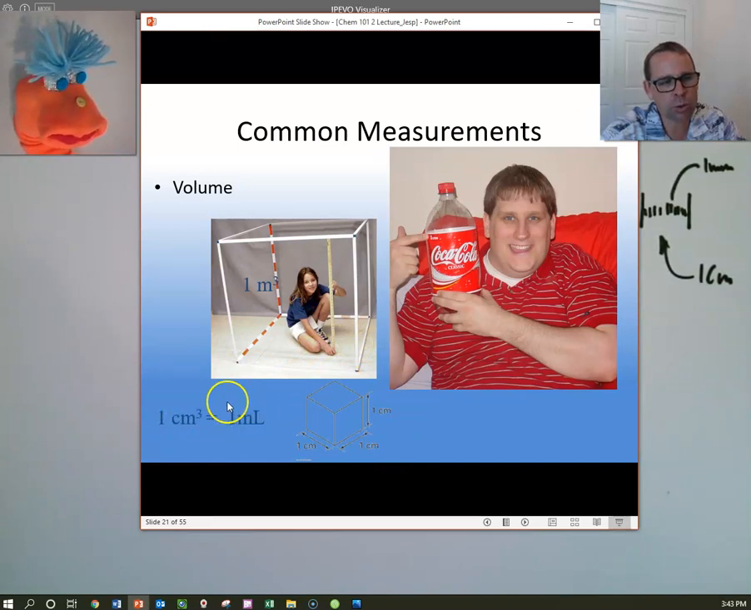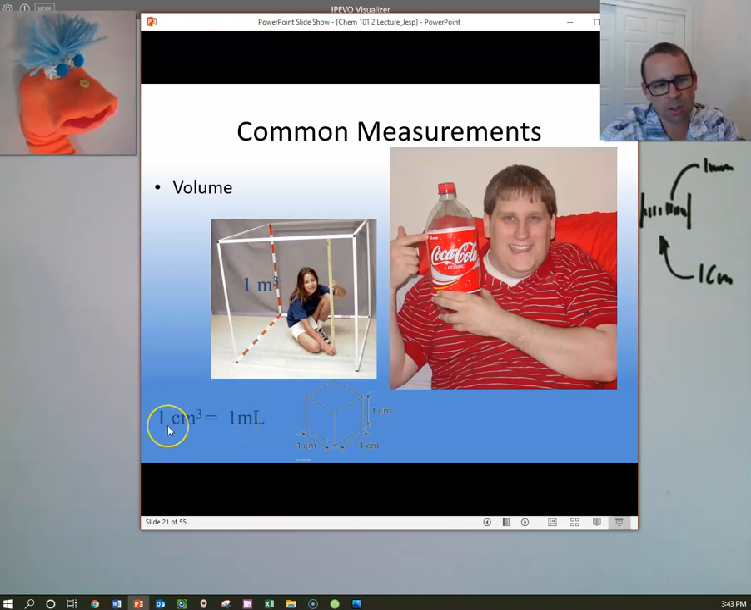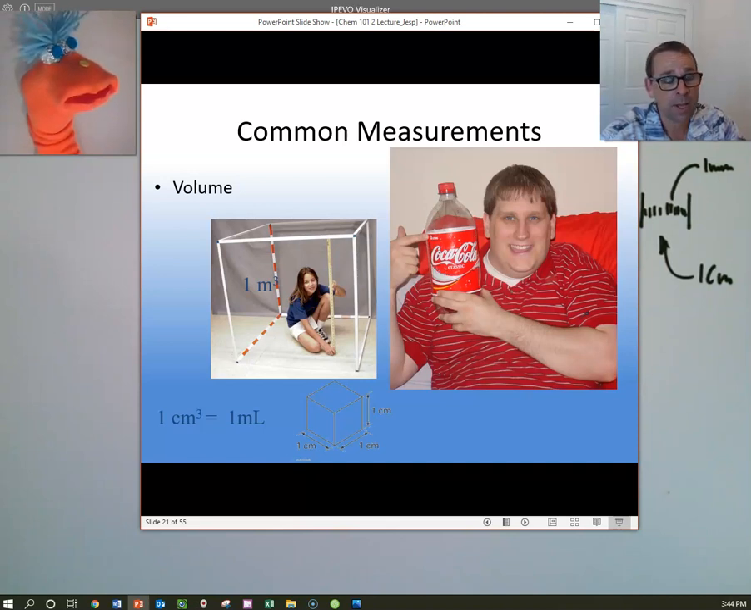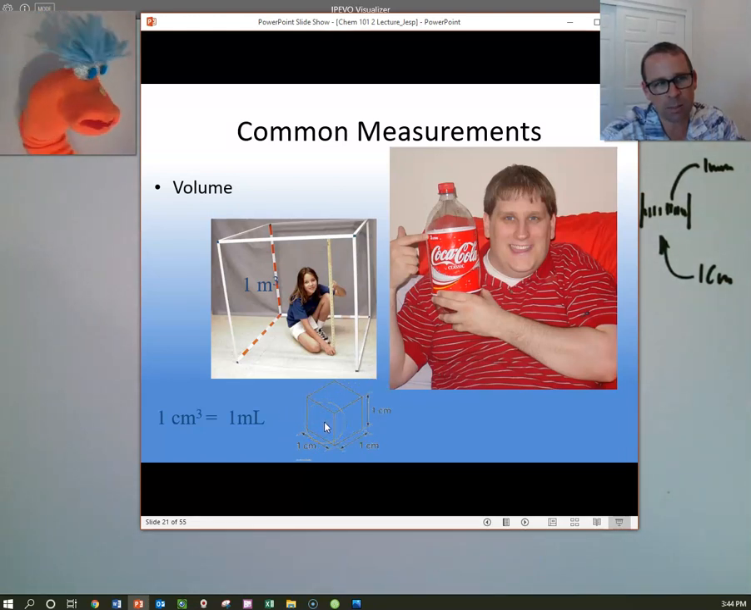1 cubic centimeter is equal to 1 milliliter. Now, a cubic centimeter has another name in hospitals. Do you remember what it is? It's a cc. You've heard of a cc before? Yeah, that's right. In the hospitals, they use the term cc as a milliliter. 1 cc is 1 milliliter. And what that means is a cubic centimeter. So if I have a box that is 1 centimeter by 1 centimeter by 1 centimeter, that is what a milliliter is.